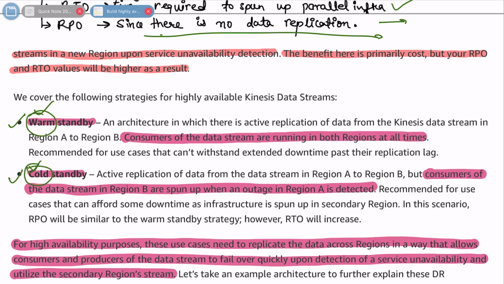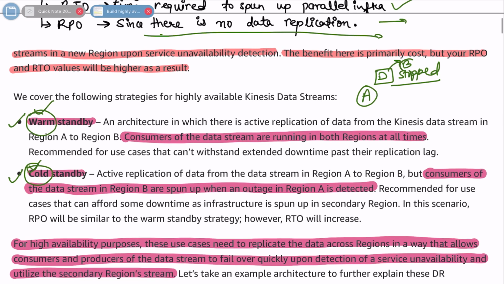Cold standby as in that we have the infrastructure in place, it's just that it's not running right now. Let's say you have some kind of EC2 instances, but right now they are stopped. But as soon as we detect that the other system is unavailable in another region, in region A, then we will start these instances in region B. So this is what we mean by cold standby.